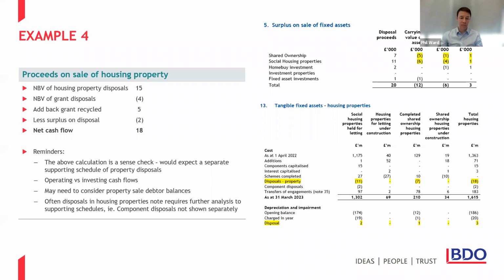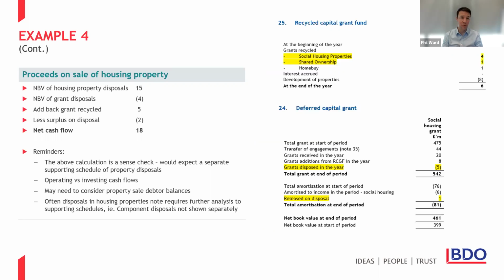You then, as we jump onto the following slide, pull out your grant disposed on any property transactions. So you can see in note 24, our deferred capital grant fund, we've disposed of £5 million worth of grant, less £1 million worth of amortization, so a net 4 million cash outflow. We then add back any grant recycled into the Recycled Capital Grant Fund. So we can see in note 25, we've got 5, a 4 and a 1 picked up there. So that is excluded from the cash flow.